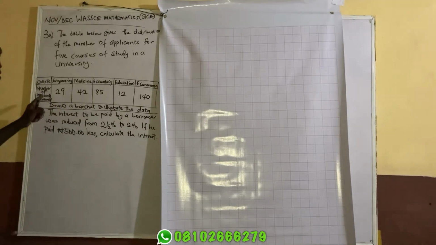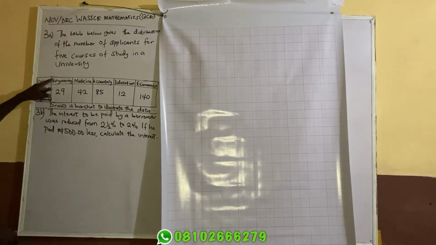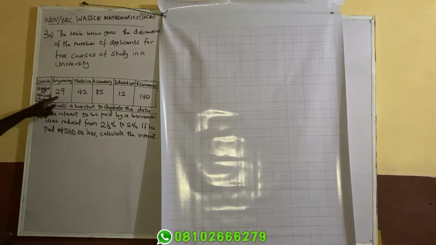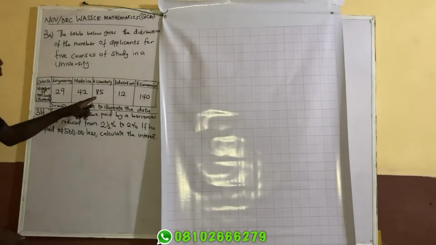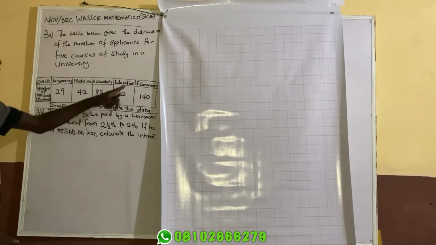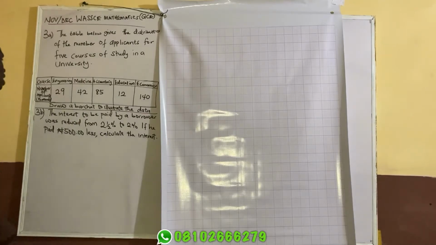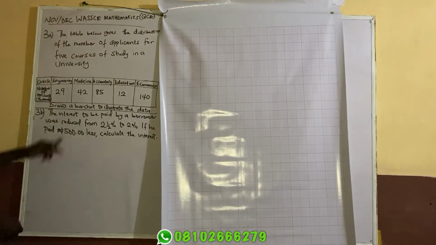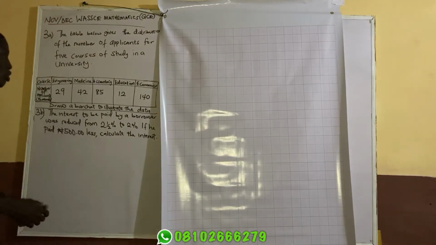That is the frequency. So the course here is engineering, and we have 29 applicants, medicine 42 applicants, accountancy 85 applicants, education 12 applicants, and economics 140 applicants. Draw a bar chart to illustrate the data.